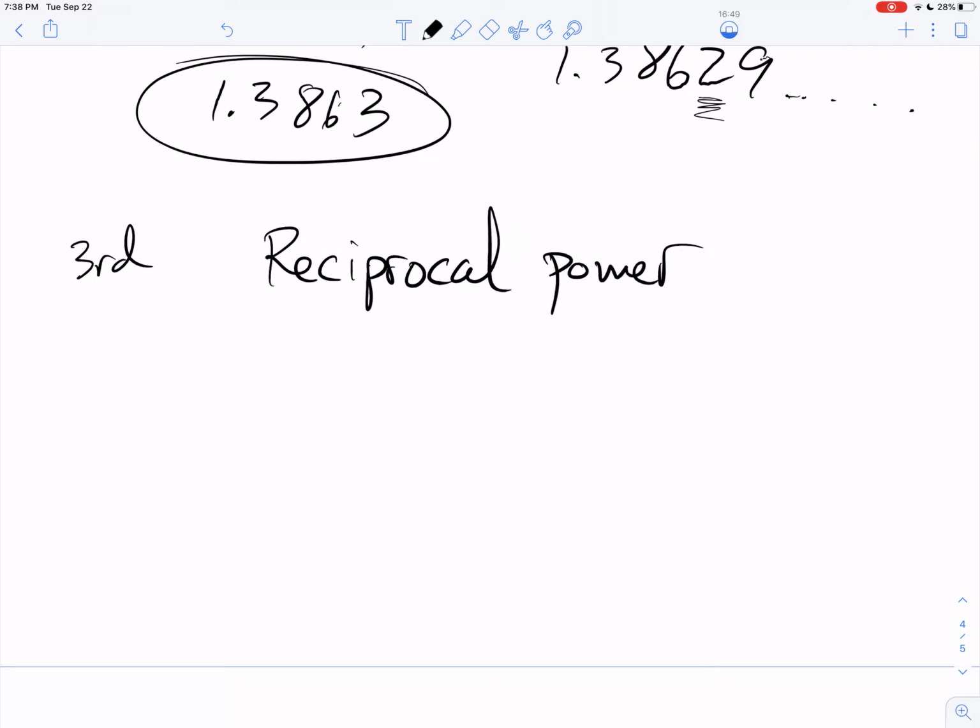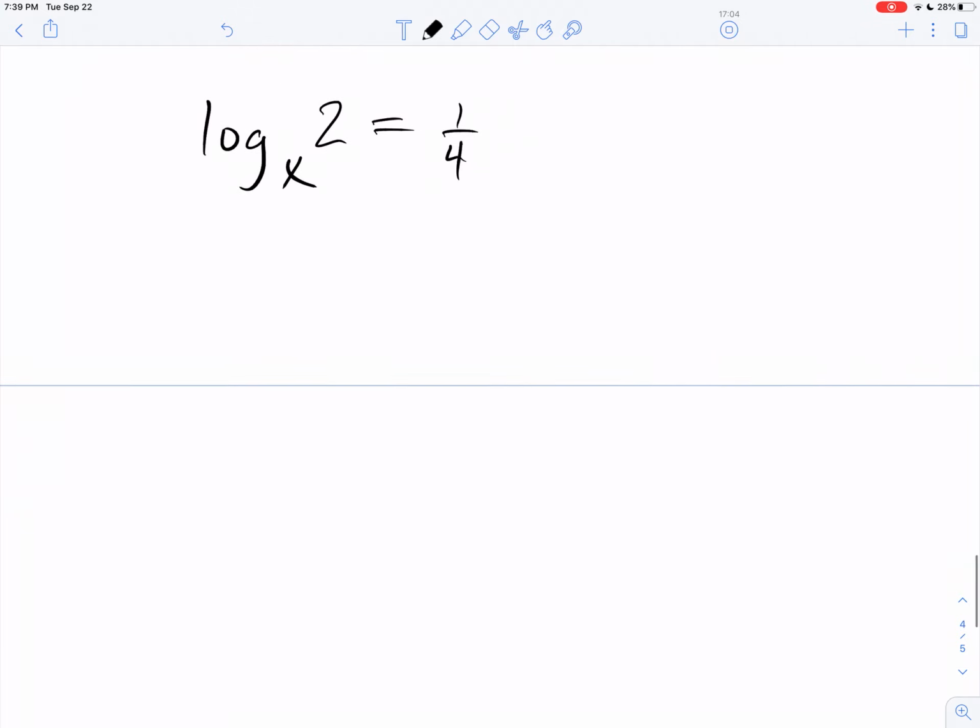These are reciprocal power style. They look like this: log base x of 2 equals 1/4. Something like that. And you go, oh, that looks horrible. Nah, it's not that bad. Or they do something like log base x of, I don't know, let's try 27 equals 3. And you go, oh, that looks horrible. And I say, no, it's not that bad. You know why? Because I know what I'm doing. This is the third location where you can put a variable in a log statement as the base.